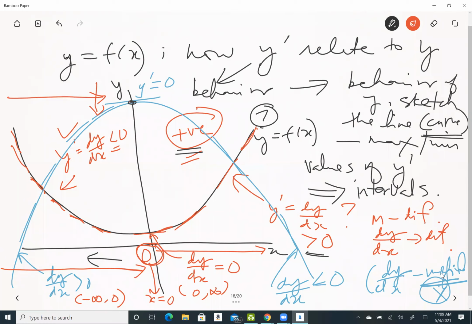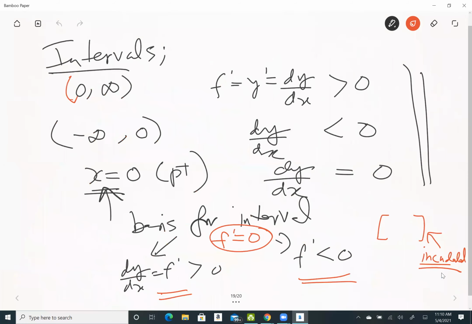What can you say about the derivative? More than 0. So the slope here is positive. All right, what about the other side? Less than 0, that's negative. So it depends on the curve. That's why you need to know which interval the slopes are positive and which interval the slopes are negative, because it depends on the function.